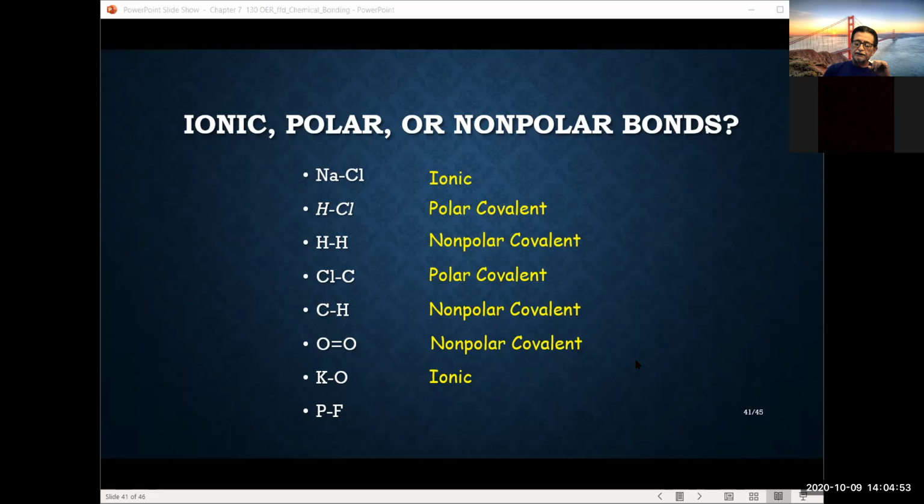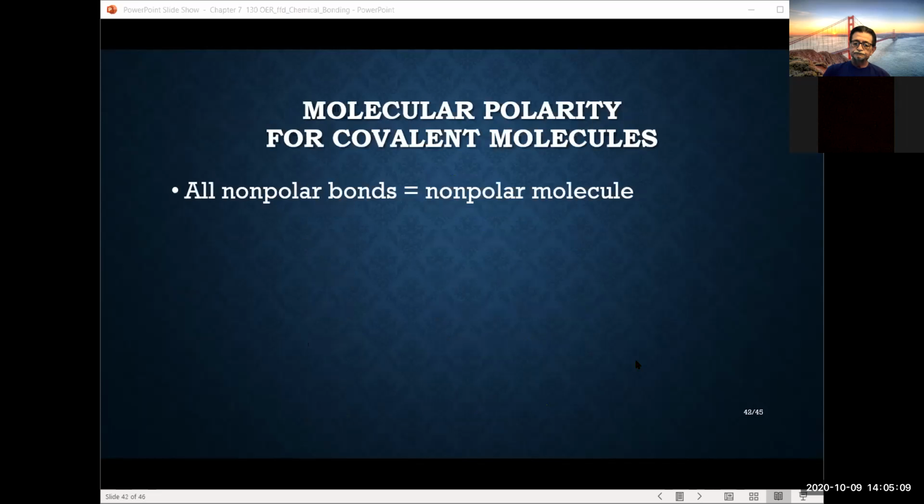And then finally, the last entry, no question about it, we got fluoride sitting there. Unless it's fluoride bonded to fluoride, then it will be non-polar. But it's fluoride bonded to something else, and we have a polar covalent bond. Okay.